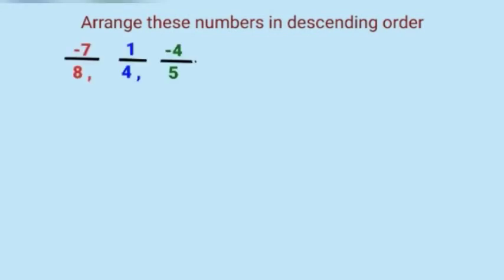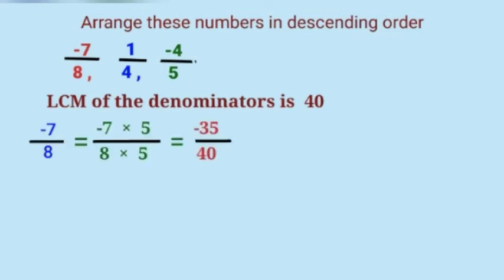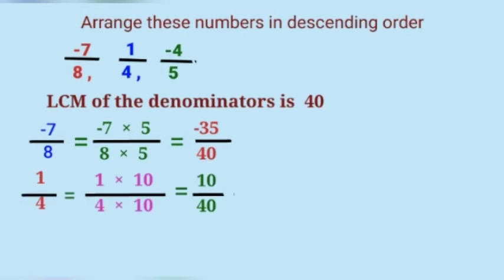Next one. Arrange these numbers in descending order. Minus 7 by 8, 1 by 4, minus 4 by 5. Here, first take the LCM of the denominators, that is 40. Now consider each number one by one. Minus 7 by 8 is equal to minus 7 into 5 by 8 into 5, that is equal to minus 35 by 40. Next number, 1 by 4. So 1 by 4 is equal to 1 into 10 by 4 into 10, that is equal to 10 by 40.